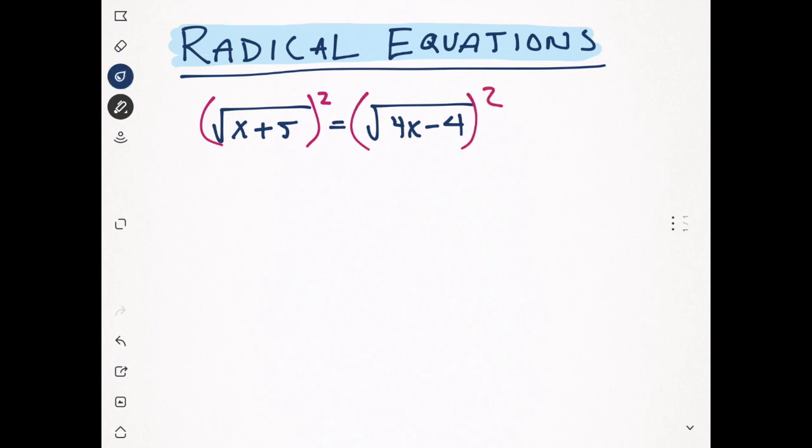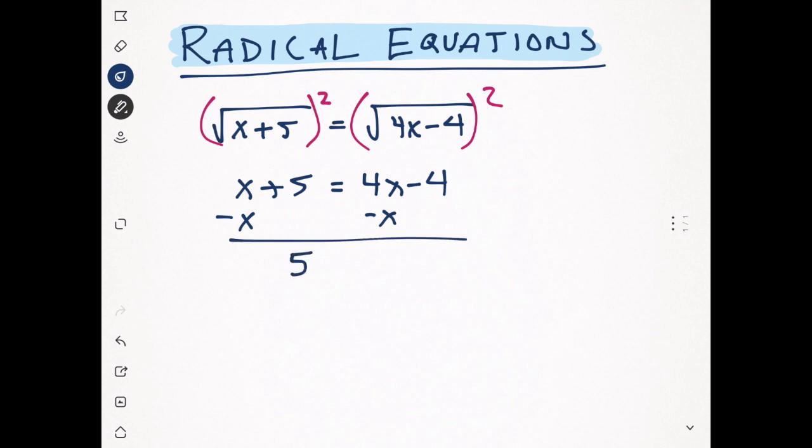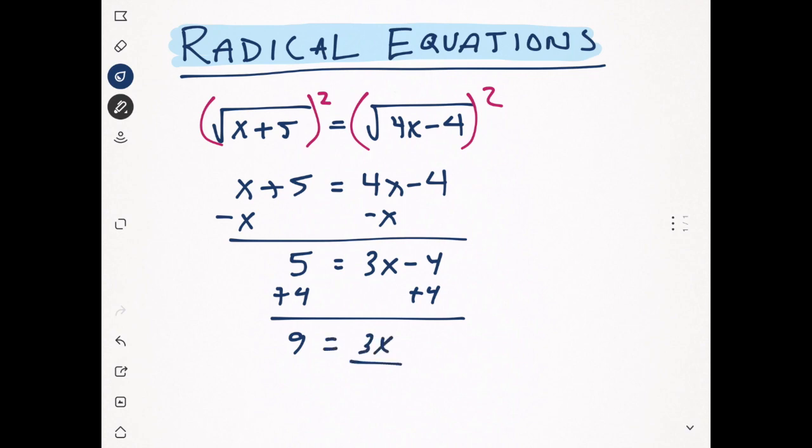And when we square both sides of the equation, we simply eliminate the radicals on both sides. So we end up with x plus 5 is equal to 4x minus 4. And then we can just solve this like we would any other equation. So we can subtract x from both sides to get the variables on one side. And then we can add 4 to both sides. So we end up with 9 is equal to 3x. And then we can divide by 3. So x is equal to 3.